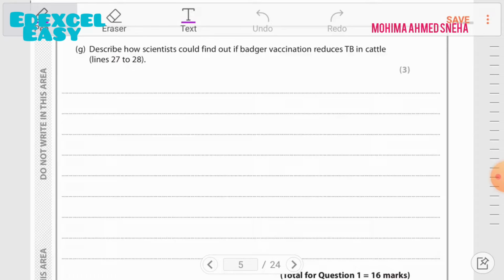By counting the number of cattle with TB, we can find out how effective the vaccination for badgers actually is. So let's write. We need to use two different fields of same size and area. Not we, the scientists actually, because the question asked how scientists would do that. So it's better to use scientists.